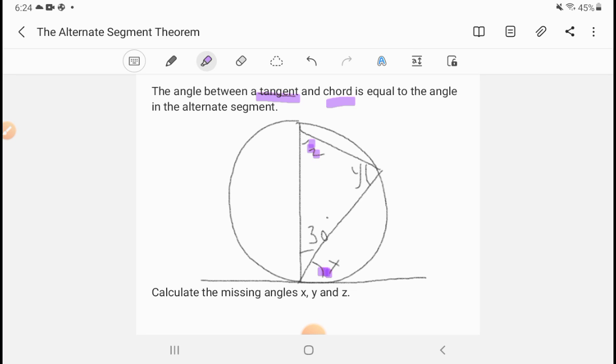Okay, so let's continue. So for our question, we want to be able to calculate the values of X, Y, and Z. So X is out here, Y is here, Z is here. So we are going to start with Y first because Y should be the easiest one to calculate.